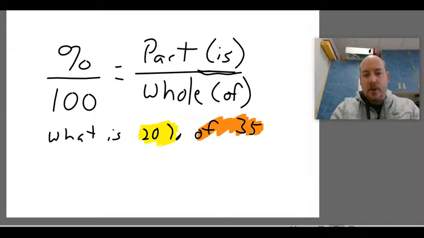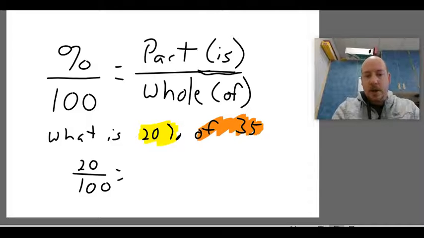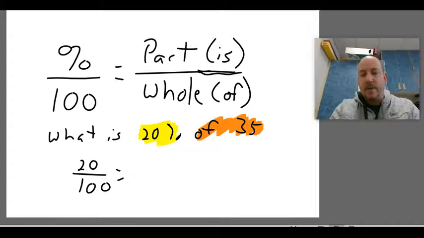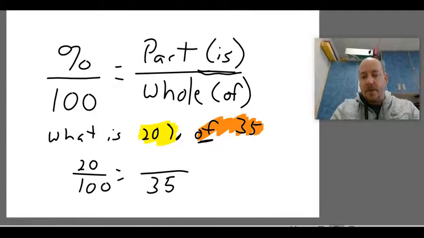So percent over 100. So 20 is our percent, so it goes over 100. Okay, and then we've got to figure out the 35. The 35 is the whole. We're finding a portion of the entire thing. 35 is the entire thing. If you struggle a little bit with that, again, that of keyword helps you out. Is over of. The of is the whole. So we put 35 on the bottom, and our numerator is unknown, so we're going to put our variable there.